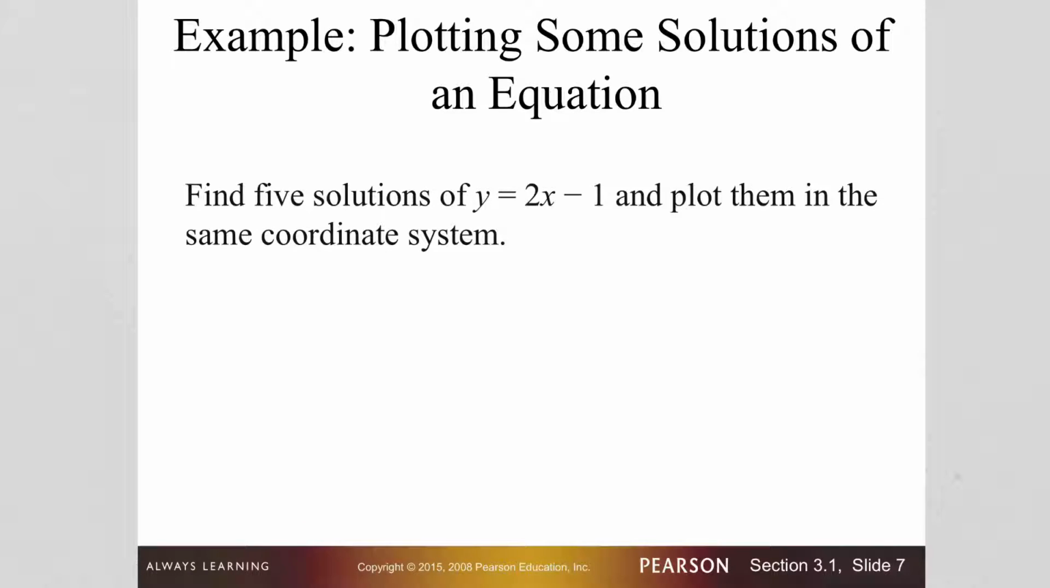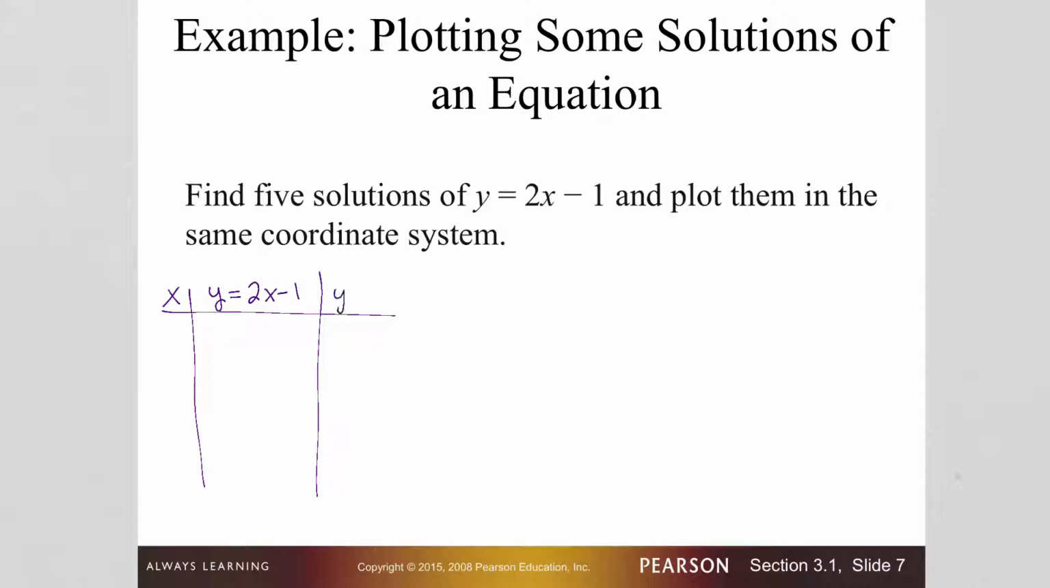Okay, so on this problem right here, find 5 solutions of y equals 2x minus 1 and plot them in the same coordinate system. Okay, so check this out. I can come up with 5, but I just want you to realize that there are an infinite number. And my 5 may not be the same as your 5. I try to come up with the easiest numbers possible that make the math simple. And my version of simple may be different than your version of simple. So you get to pick whatever values you want to pick. But these are my values.